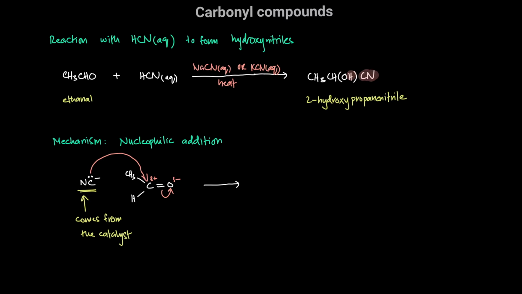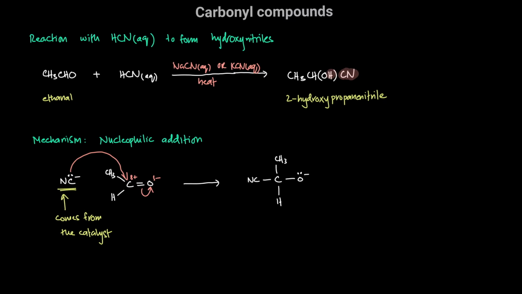Now, in this case, our intermediate has a negative charge. The electrons from the pi bond end up as a lone pair on the oxygen, so the oxygen ends up with a negative charge, and then we have our CH3 and we have our H. So what we get over here is an anion intermediate. In this mechanism, our intermediate is an anion, so it's referred to as a carbanion intermediate. Our intermediate has a negative charge.